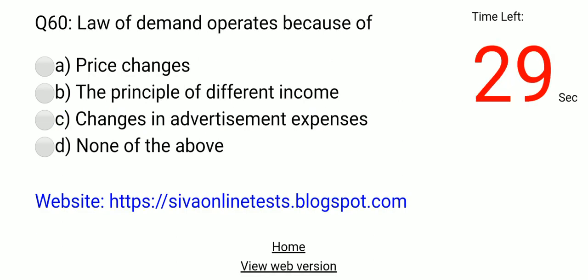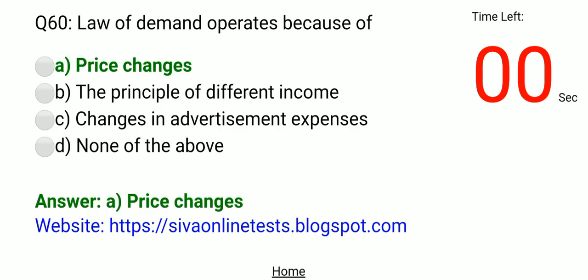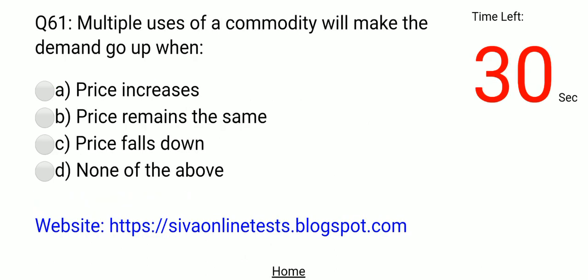Question 60. Law of demand operates because of. Options. A. Price changes. B. The principle of different income. C. Changes in advertisement expenses. D. None of the above. Answer. A. Price changes.